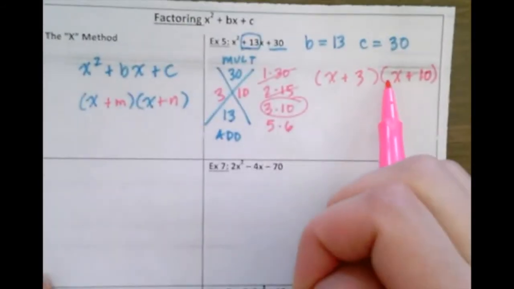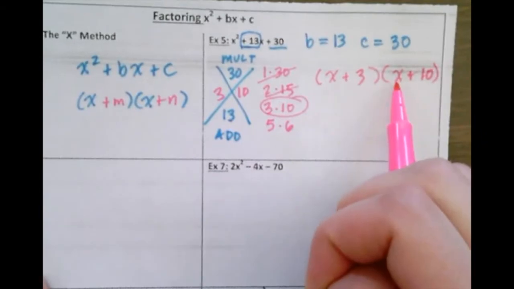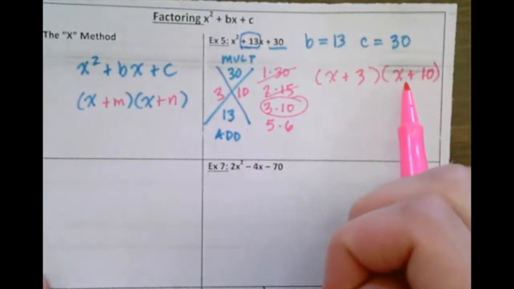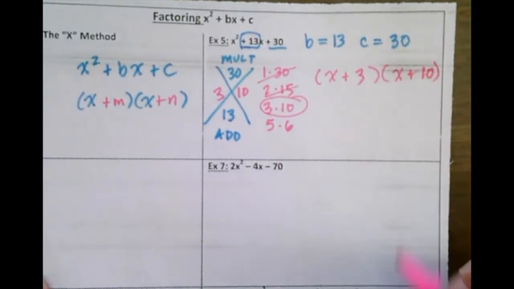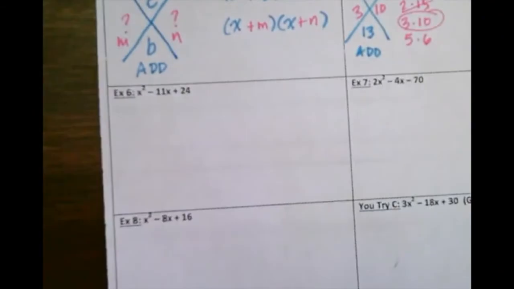And you can always check by multiplying back through. If I do x times x, I get x squared. 3 times x, 3x. x times 10, 10x. Those will combine to give me my 13x. And then 3 times 10 is 30. So that checks out. Let's look at the next example.